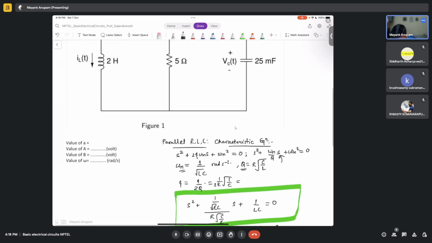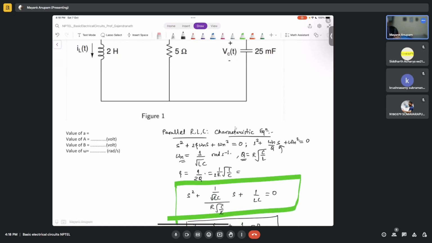So tell me, what is the numerical value of zeta when we put all these values here? Tell me quickly, calculate it. It is 1 over 2 into r is 5, right, into root of L is 2 Henry divided by C is 25 millihenry. So millihenry simply goes up here. This becomes 2000 upon 25, which is 40. So how much is this? 4 4s are 16. 16 5s are 80. So it is 4 upon 10 root 5, right? Am I correct?